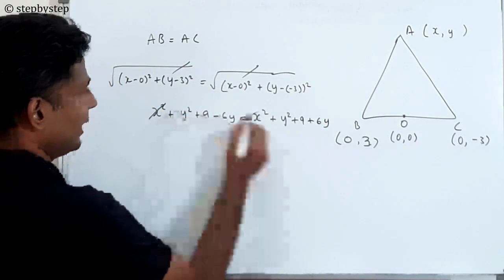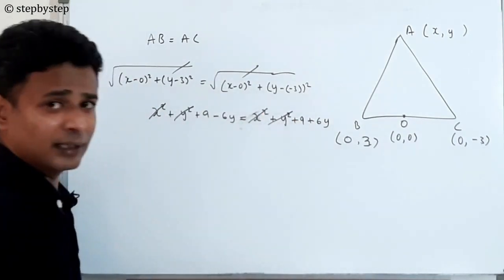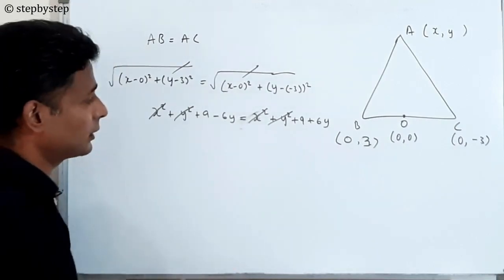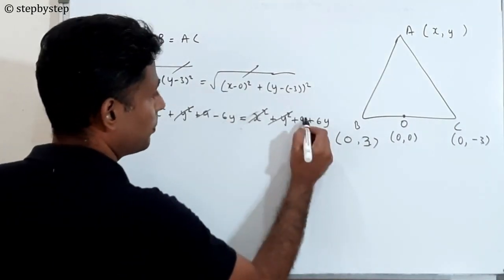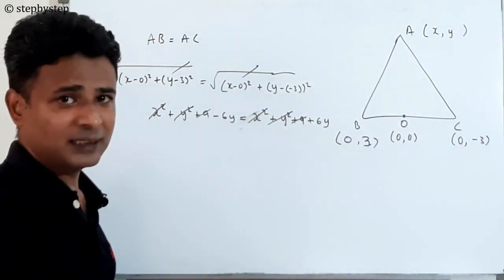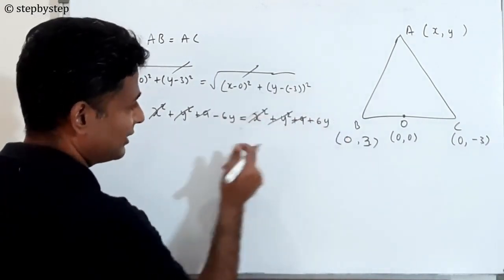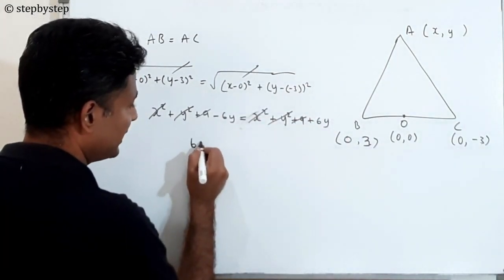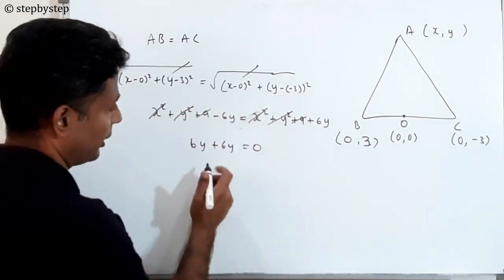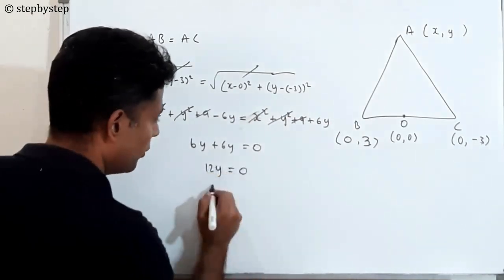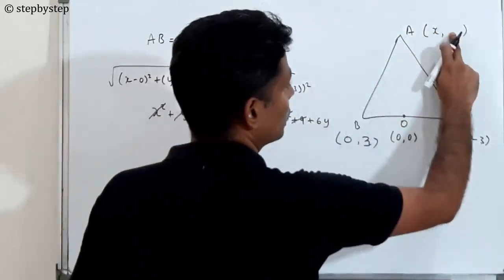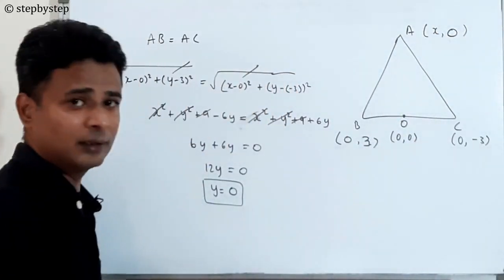Now what happens? x square will cancel. y square will cancel. Why? Because when these two come on this side, they will become minus x square and minus y square. Now plus 9 and plus 9 also cancel. So now we have minus 6y equal to plus 6y. If I transpose this minus 6y to that side, it becomes plus 6y. So we get 6y plus 6y equal to 0, and 0 remains on the other side. So we get 12y equal to 0, which means y equal to 0 by 12, which means the y coordinate is 0. So now we got the y coordinate as 0.